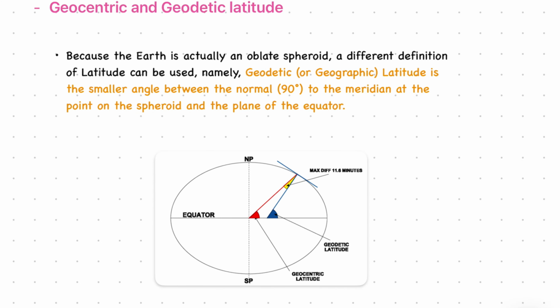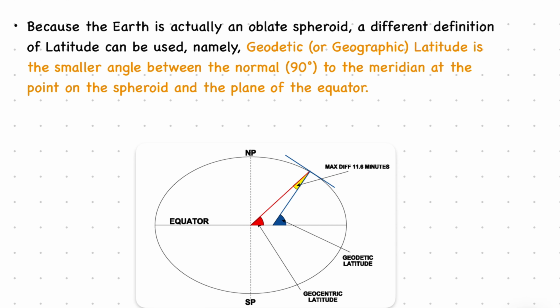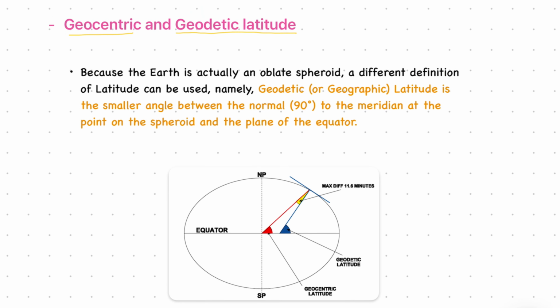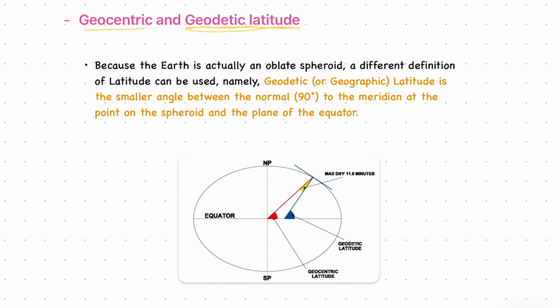So now there is one more term, geocentric or geodetic latitude. Till now you have studied latitude considering Earth a perfect sphere. But we know Earth is not a perfect sphere. It's an oblate spheroid. So for more precise latitude, considering our Earth is an oblate spheroid, we use a term geodetic latitude. Okay, so what is this geodetic latitude? Geodetic or geographic latitude is the smaller angle between the normal, 90 degree to the meridian at a point on the spheroid, and the plane of the equator.